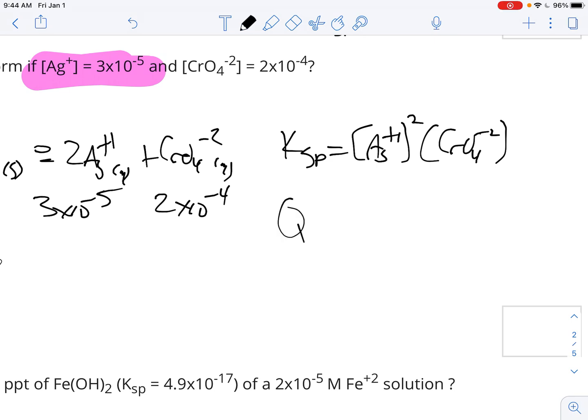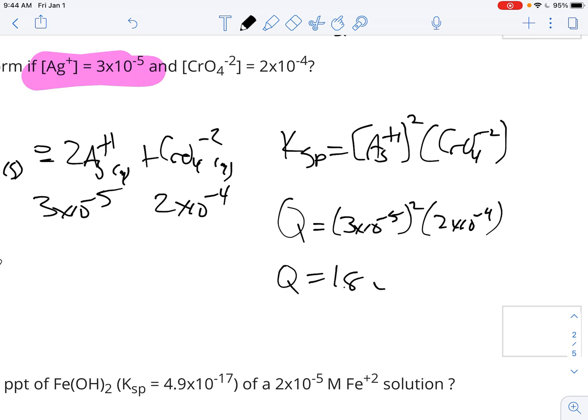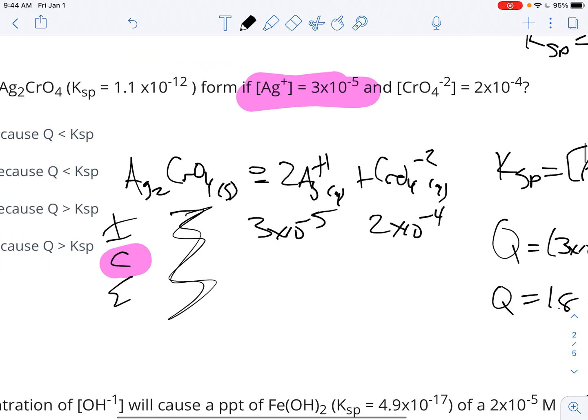So we don't know if this is at equilibrium or not, so what are we going to do? We're going to plug it in. So this is going to be 3 times 10 to the negative 5th squared times 2 times 10 to the negative 4th. So my Q value then is 3 times 10 to the negative 5th times 3 times 10 to the negative 5th times 2 times 10 to the negative 4th, which is going to get me a Q value of 1.8 times 10 to the negative 13th.